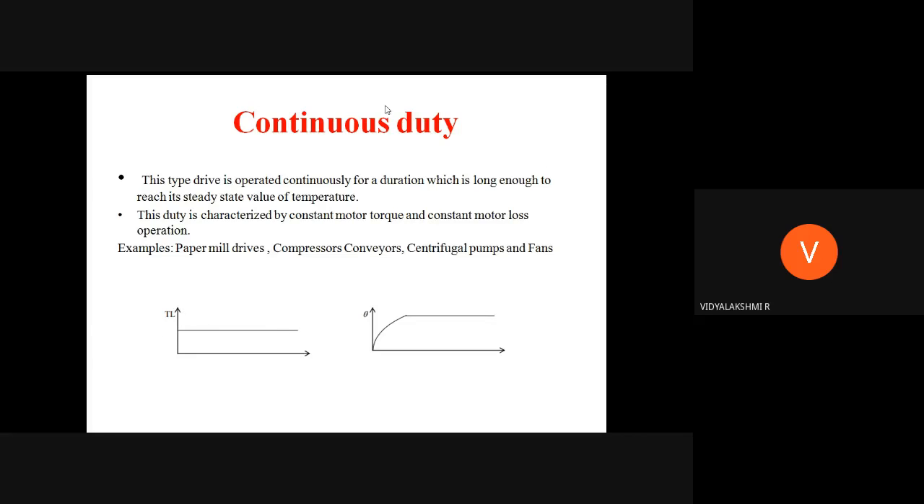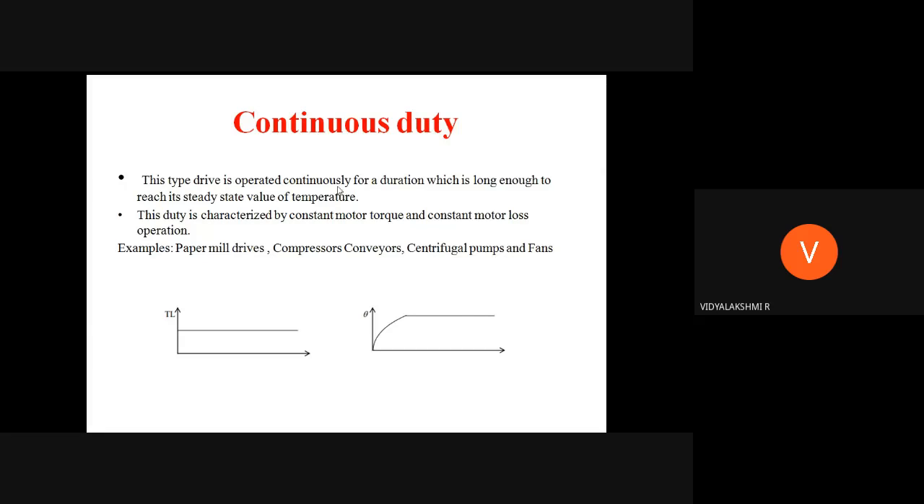So continuous duty is nothing but I can continuously run my motor with constant load torque and motor torque. I can draw the graph of load torque with respect to time, and in the same way time and temperature. I'm repeating once again: this type of duty occurs at constant torque. If I'm increasing my temperature or my speed, I still need a constant torque. This is called continuous duty.